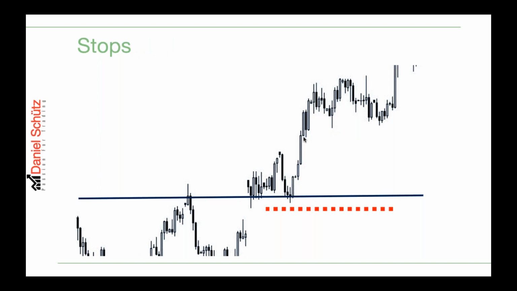Now, the important question is where to put my stop level. And the stop level is below the last swing low, and that's the dotted red line. That's the reason why we call it a swing trade. We have a swing to the upside, we have a correction or a swing down, then we have a swing up, and our stop comes below the last swing.